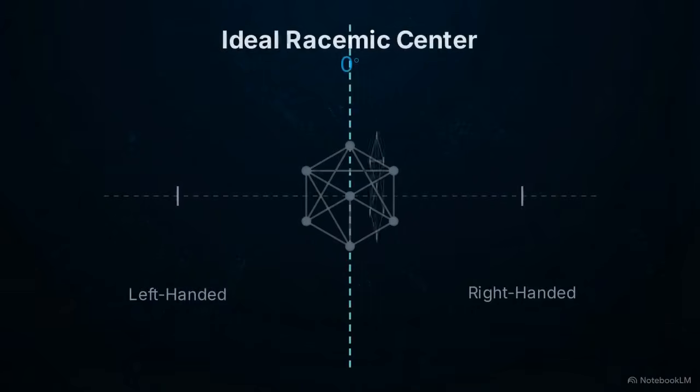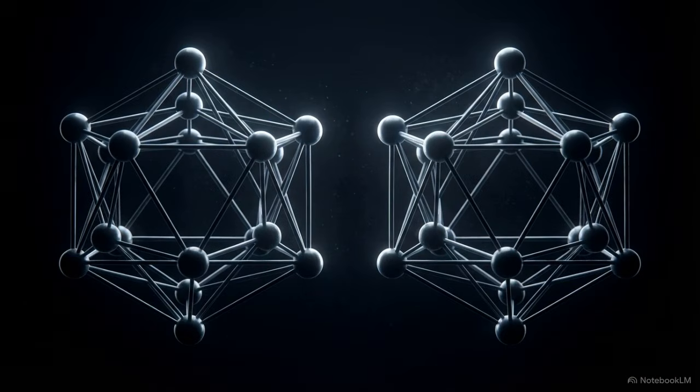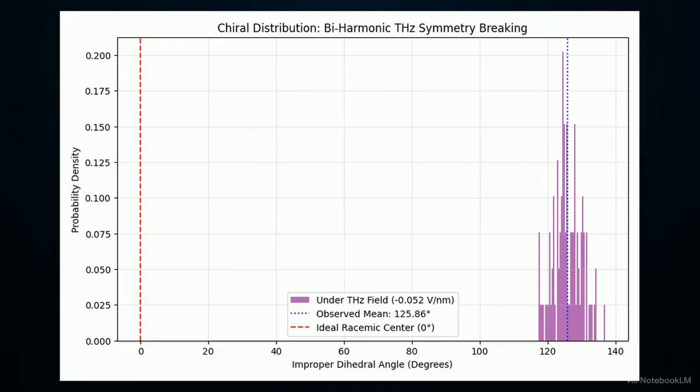In its natural, unaltered state, this molecule fluctuates evenly around a balanced racemic center, meaning it spends equal time in left-handed and right-handed structural geometries. This chart shows the probability density of the molecule's improper dihedral angle. The red dashed line marks the ideal racemic center at 0 degrees.